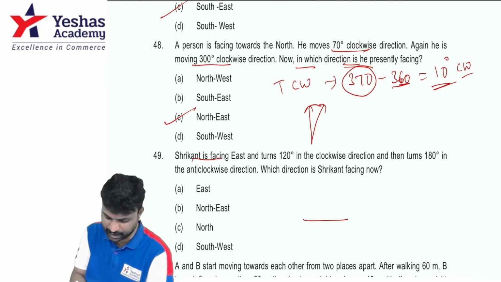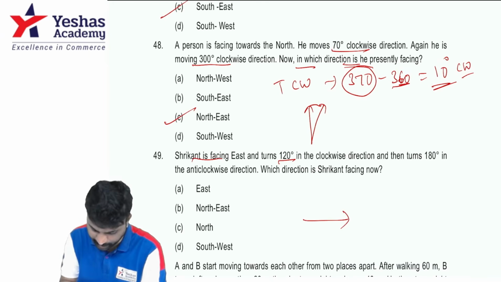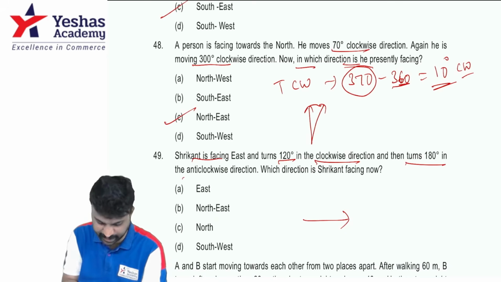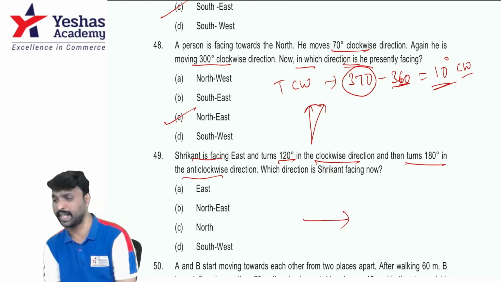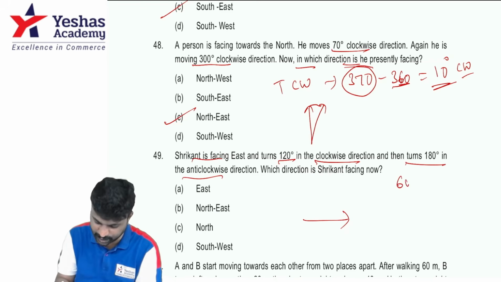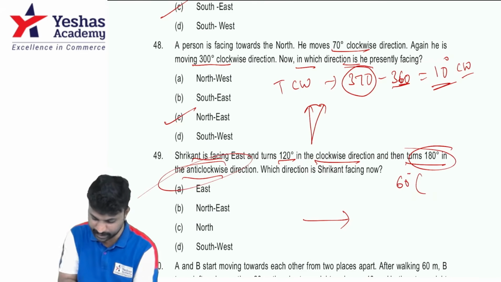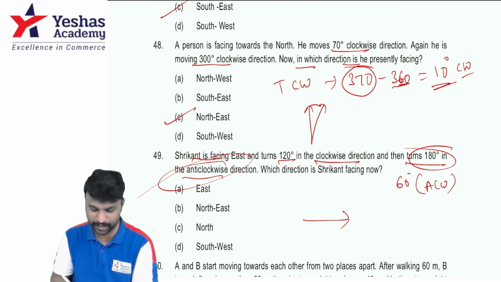The next question is also similar to that. Srikanth is facing east. He turns 120 degrees clockwise and turns 180 degrees anti-clockwise. Whenever there is a clockwise and anti-clockwise turn, take the difference between the two, which is 60 degrees, right? And what direction do we have to affix? The greater one. Which one is the greater one? Anti-clockwise. So 60 degrees anti-clockwise from east.